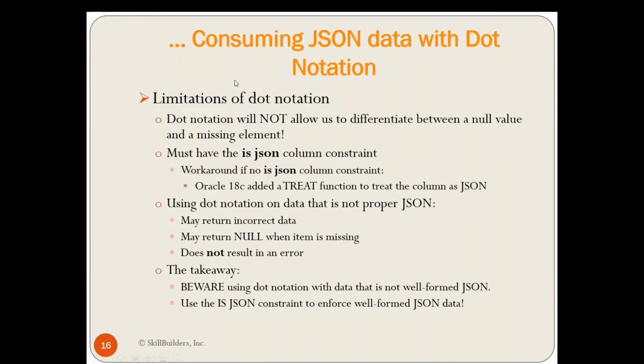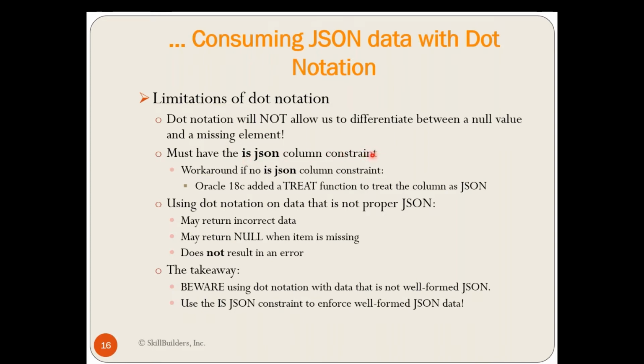All right. We were consuming JSON data with dot notation, but we know that there are limits to what the dot notation can do. The limitations of dot notation: it doesn't allow us to differentiate between a null and a missing element. It must know that it's JSON, so you need the is JSON column constraint.